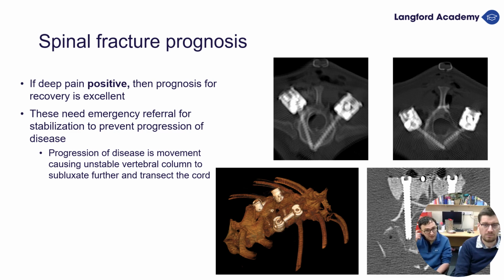However, if deep pain perception is positive, then the prognosis for recovery is excellent. These cases will need emergency referral for stabilisation, and the idea of stabilisation is to stop progressive disease. So the idea is to stop any worse damage of the spinal cord injury from more movement, etc. And also these cases probably benefit from stabilisation of the multiple pathologies they might have, as shown in the radiographs two slides ago.